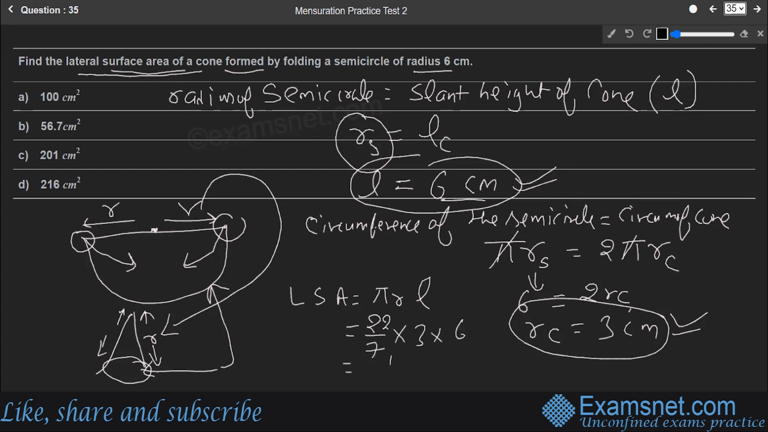If we solve this further, this becomes 18 into 22 by 7, which comes out to be approximately equal to 56.7 centimeter square. So that becomes the right answer. The lateral surface area of the cone being asked is 56.7 centimeter square. It is available in option number B.